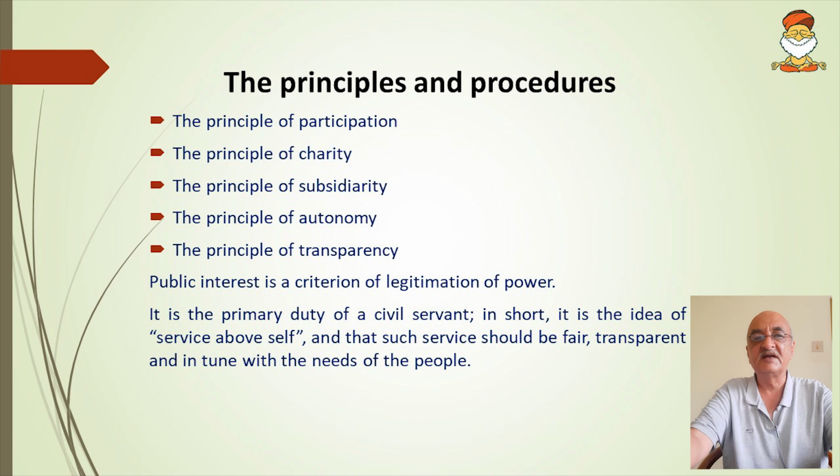People participate in electing their representatives. People participate in everything that a democratic government does. Or at least theoretically, they are supposed to be part of everything in a democratic polity. The second is the principle of charity, that the resources of the government are also the resources of the people, meaning that the government collects resources from the people and spends them on the people.